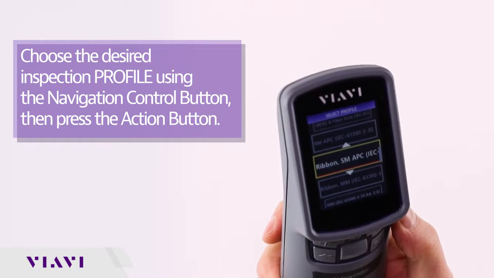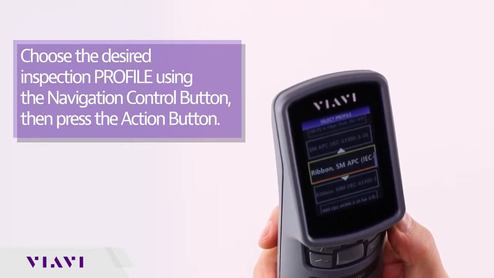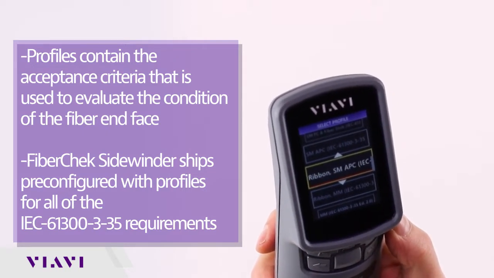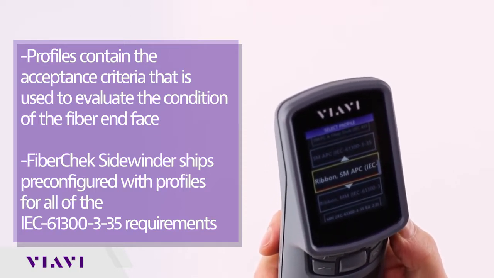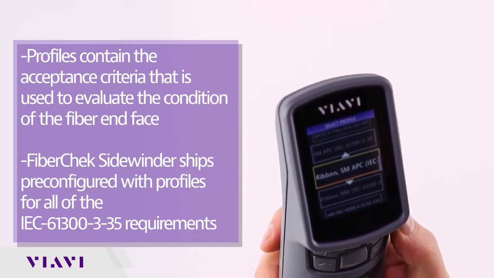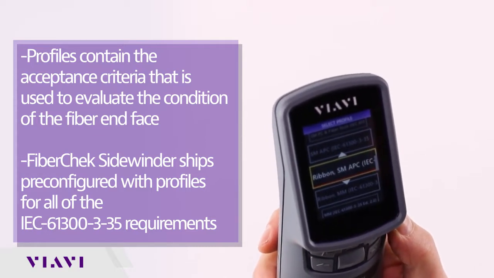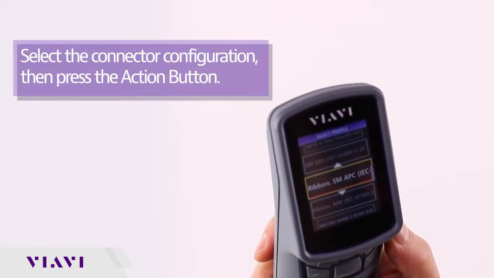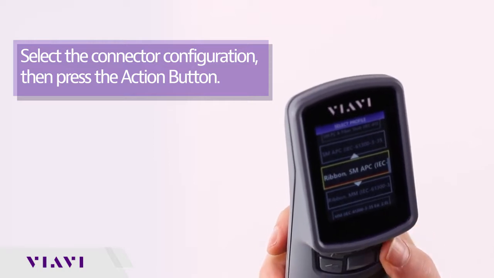The first one is selecting your profile. Now, the FiberChek Sidewinder ships by default with a number of pre-configured profiles in there, including all of the different acceptance criteria for the IEC 61300-335 standard. Many technicians prefer to use this as it's called out and regularly recognized throughout the industry. So the first thing I select is I want to choose the ribbon single mode APC profile.